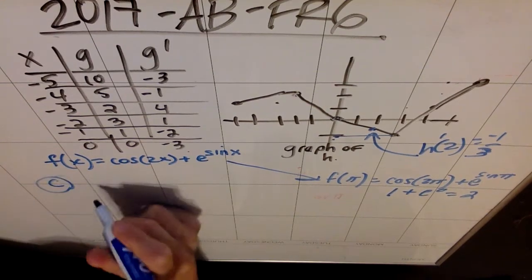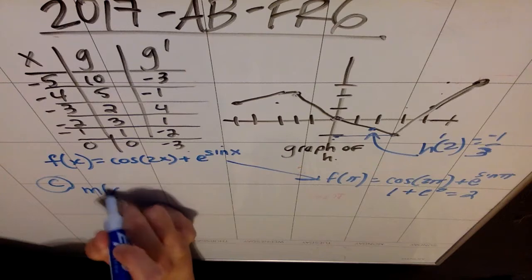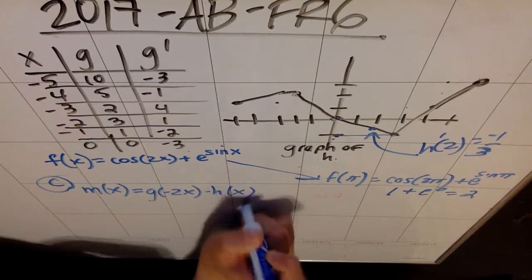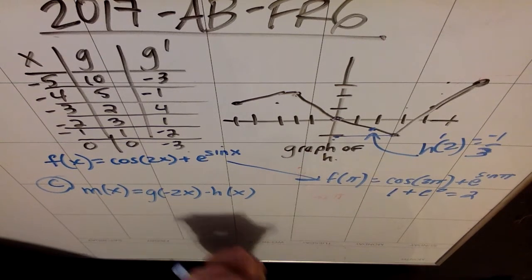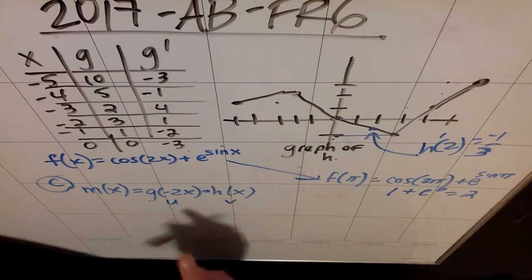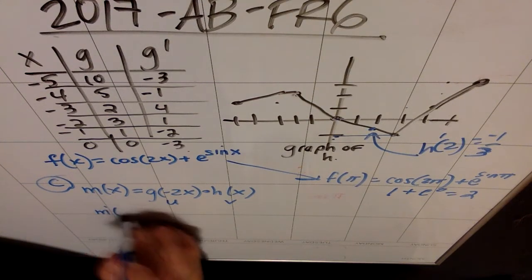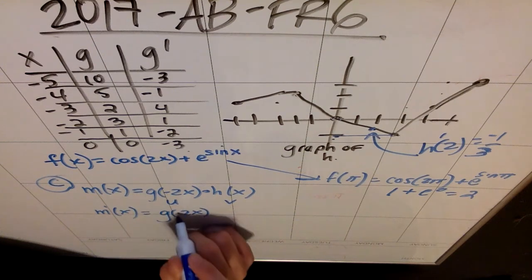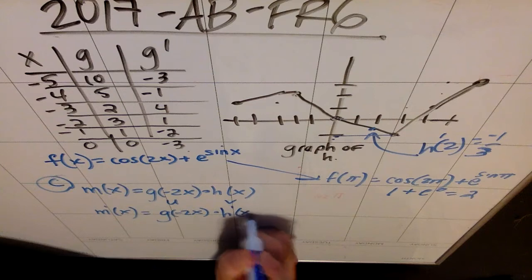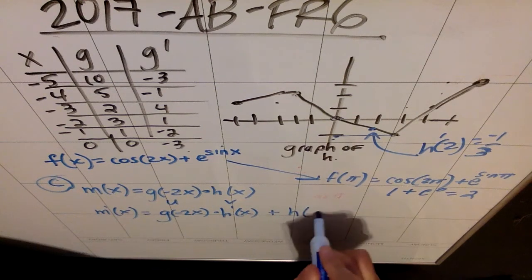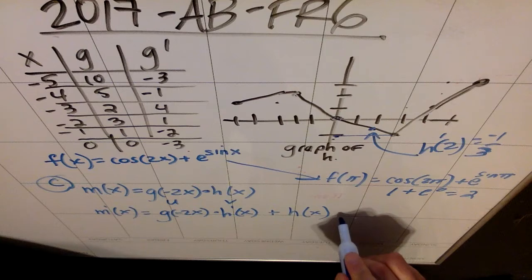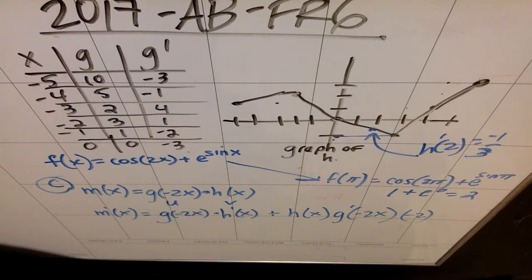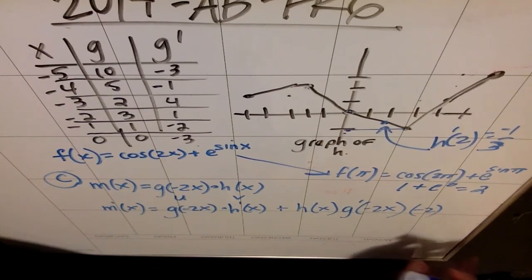and I'm afraid to erase any of this in case we need it, m of x is g of negative 2x times h of x. They ask us to find m prime of 2. So this is a product rule, u v, and that's also going to be a chain. So m prime of x is going to be u, which would be g of negative 2x, times dv, which would be h prime of x, plus v, which is h of x, times du, which would be g prime of negative 2x times the derivative of the inside, which is a negative 2. Great, super fun.